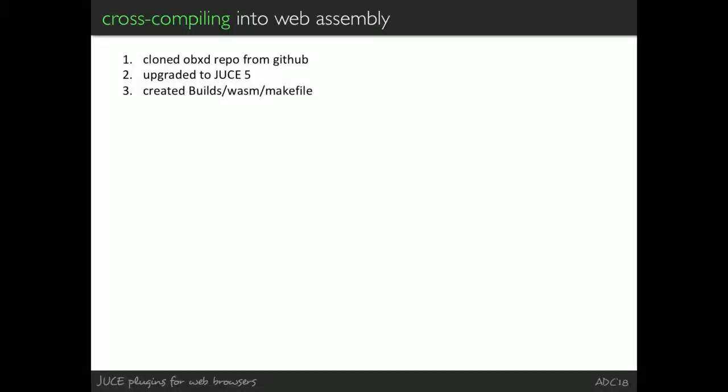So this example is how I ported an open source plugin called OBXD to run in web browsers. I just went to GitHub and cloned the repo. OBXD was developed with JUCE 4 something, so I had to make little adjustments so that it would run in JUCE 5. And then I had to create a makefile for it.